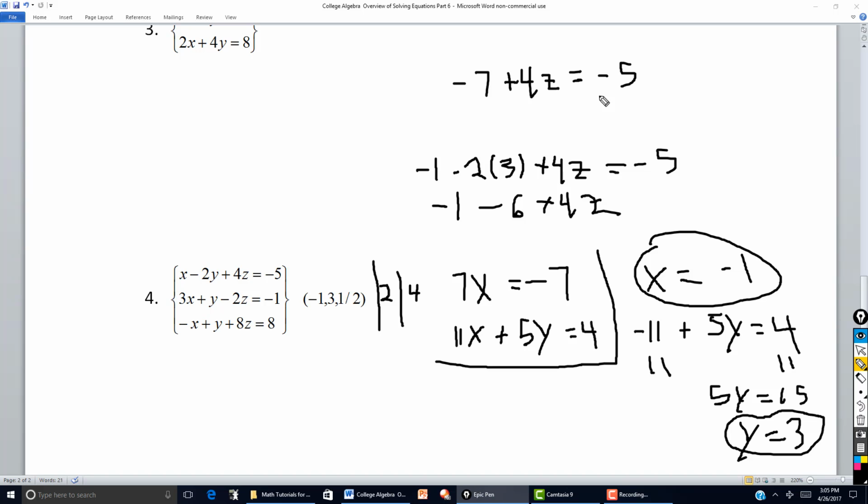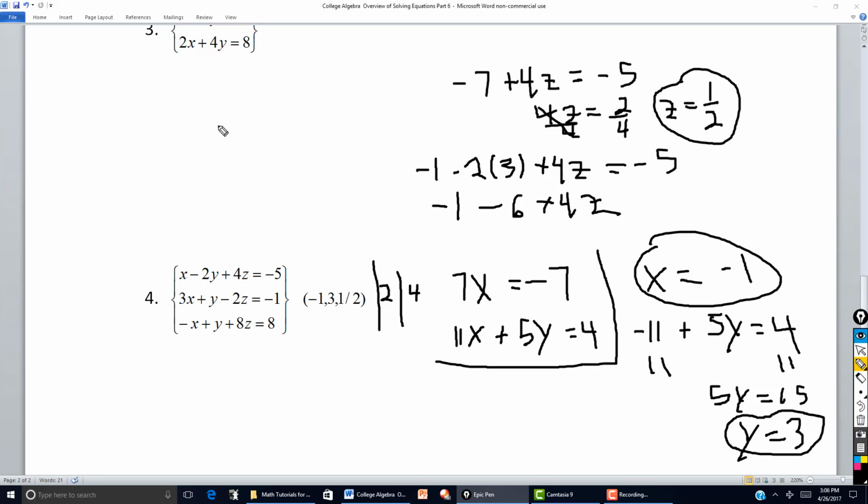Okay, add 7 to both sides to eliminate the negative 7, and I get 4z on this side. And then 7 and negative 5 is 2. I divide both sides by 4. These cancel out. I get z is equal to 2 over 4, or 1/2. Okay. So my solution set is x equal to negative 1, y equal to 3, and z is equal to 1/2.